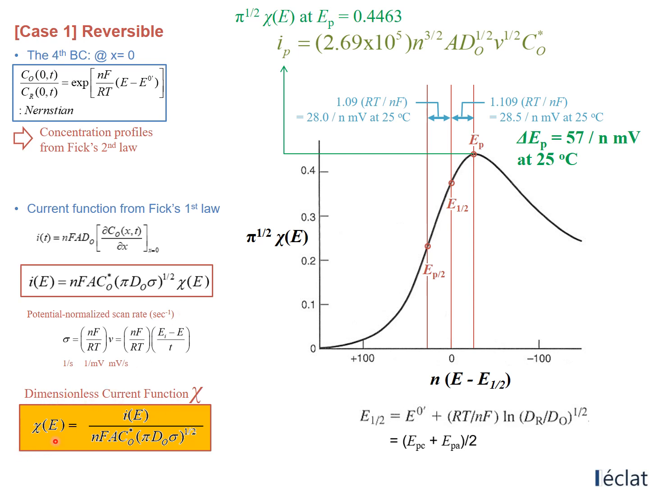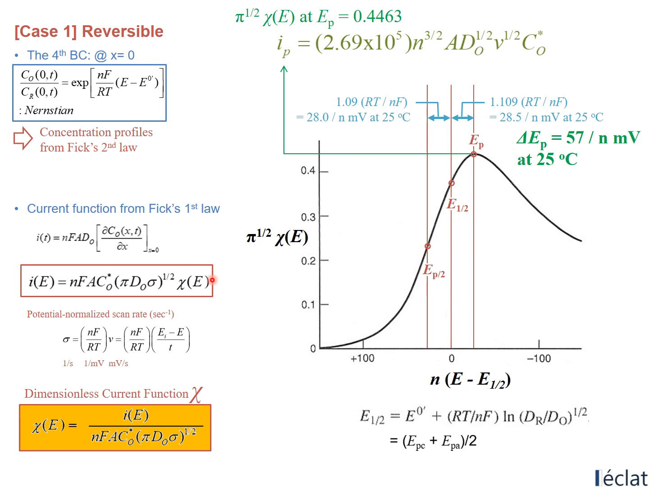So again, chi function as a function of potential is equal to the real current value per nFA C0 star root pi D sigma, the root square. This was the first potential independent term. Anyway, let's go back to the original equation. Again, current is proportional to those parameters with some constant value at a specified potential value.